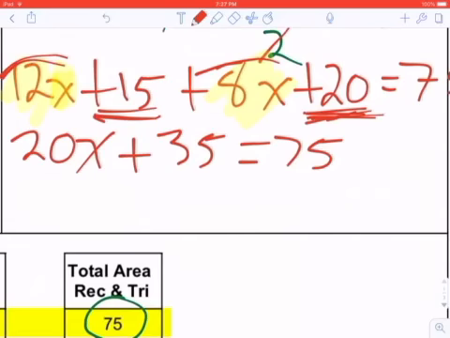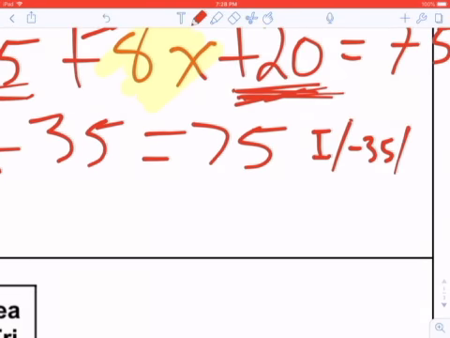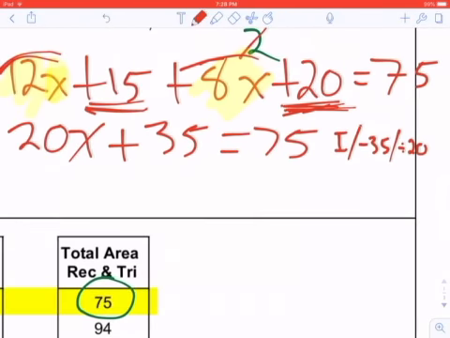So the x would be multiplied by 20 and add 35. So the inverse is going to be minus 35 and divide by 20. Okay, so we have to minus 35 on both sides, divide by 20 on both sides. I'll let you take the time to actually work it out, but 75 minus 35 is 40. 40 divided by 20 is 2.